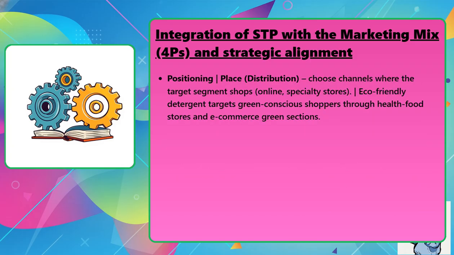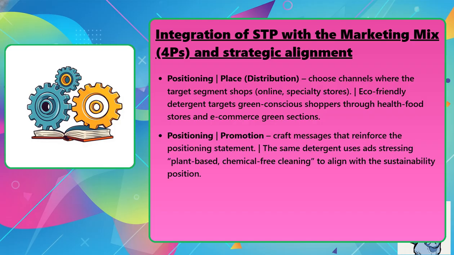Positioning: place, distribution. Choose channels where the target segment shops, such as online specialty stores. An eco-friendly detergent targets green-conscious shoppers through health food stores and e-commerce green sections. Positioning: promotion. Craft messages that reinforce the positioning statement. The same detergent uses ads stressing plant-based, chemical-free cleaning to align with the sustainability position.